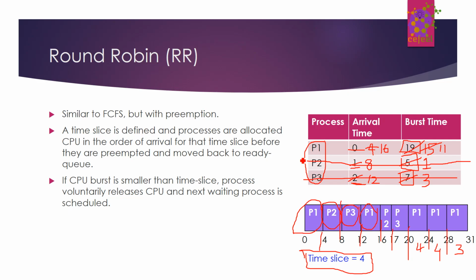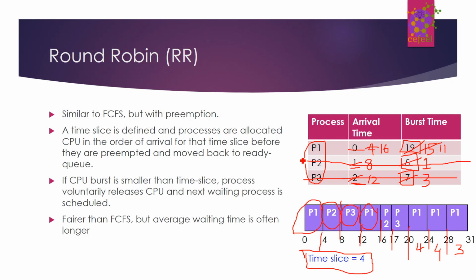It took advantage of both. First, the process that came early was given the chance to run. Secondly, even though the first process was longer, we still allowed P2 and P3 to complete. So it was fairer compared to FCFS. So yes, you can see that it's fairer than FCFS.